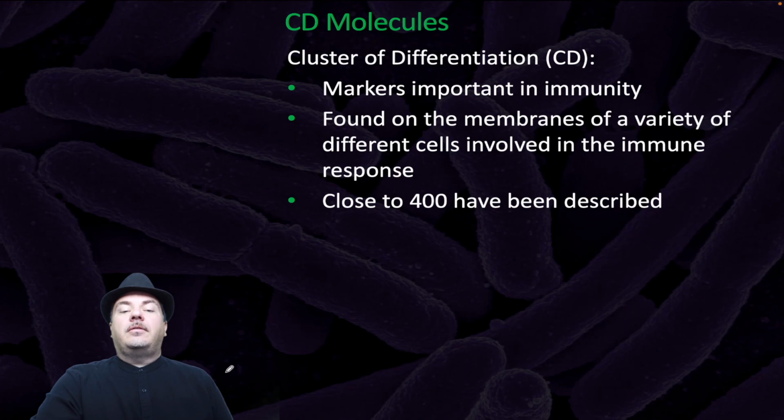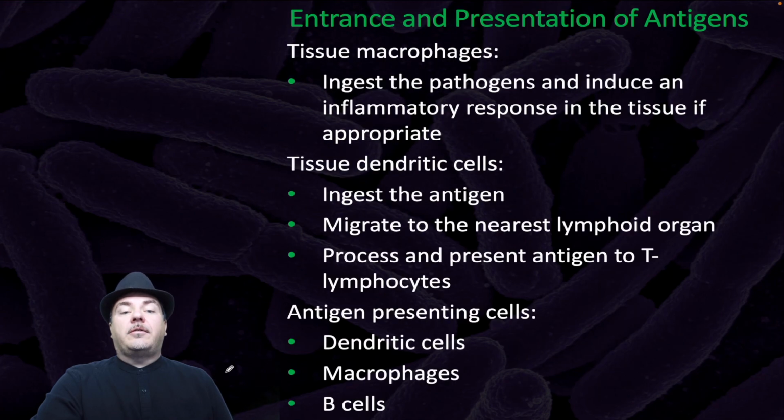They're found on membranes of a variety of different cells involved in the immune response, and close to 400 have been described. Tissue macrophages ingest the pathogens and induce an inflammatory response in the tissue if appropriate. Tissue dendritic cells ingest the antigen, migrate to the nearest lymphoid organ, process and present antigen to T lymphocytes.